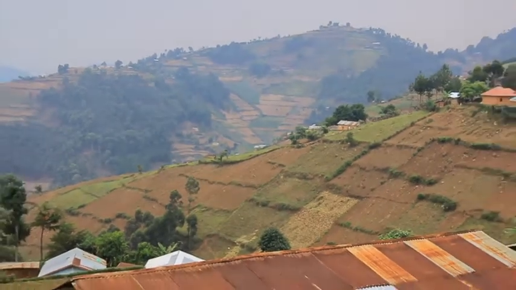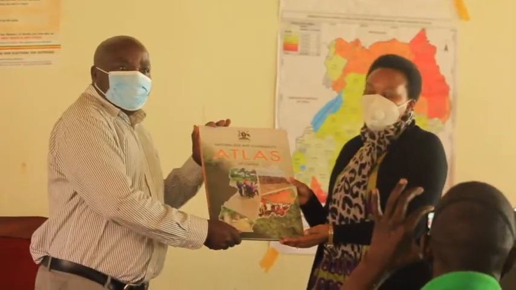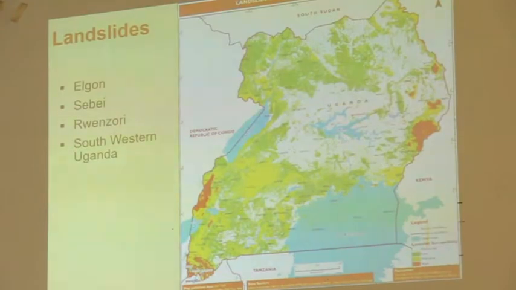Kisoro is prone to disasters, particularly landslides, hailstorms, sometimes drought. Whereas disasters are heavy, some of them are expected and others are not expected. There is a level we can afford to respond.